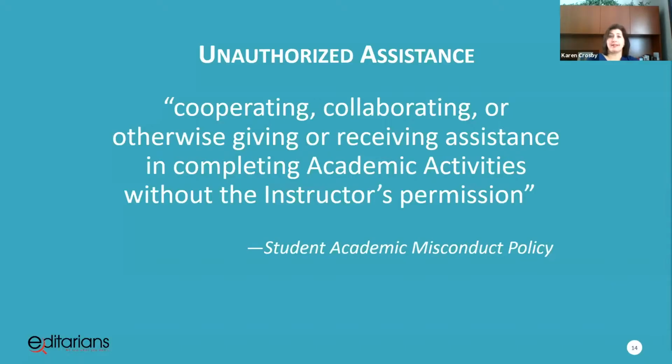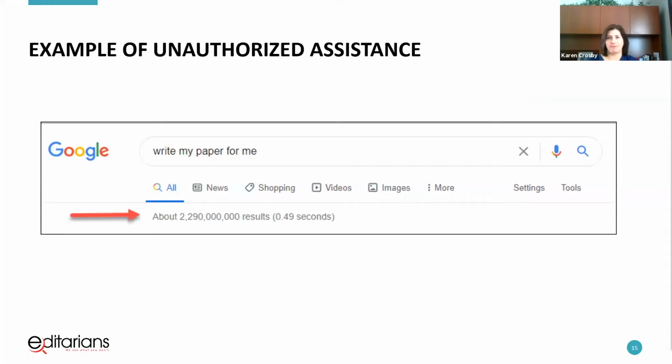And unauthorized assistance is cooperating, collaborating, or otherwise giving or receiving assistance in completing academic activities without the instructor's permission. Unauthorized assistance is considered academic misconduct because it could give you an unfair advantage. How can your prof judge your academic ability if a third party has made contributions to your work?